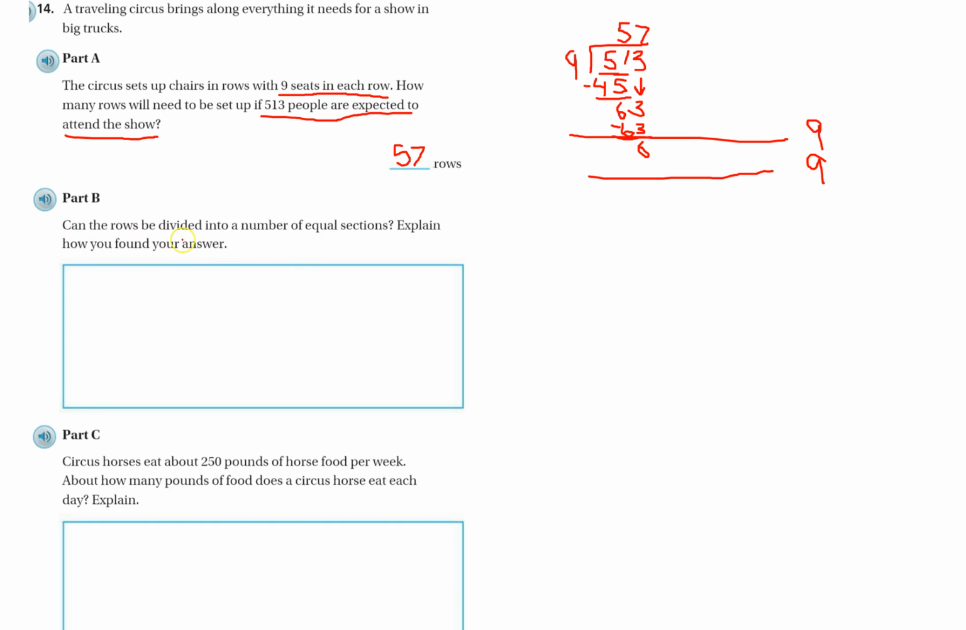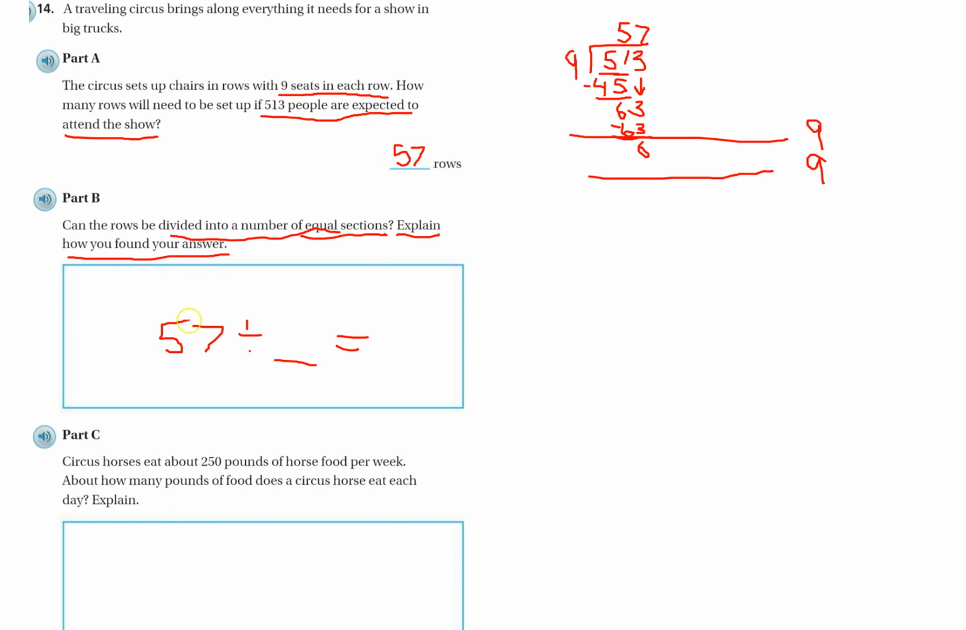Part B. Can the rows be divided into an equal number of sections? Explain how you found your answer. So they're asking now, can we take 57 and divide it by a number and have an answer, or a quotient, with no remainder? Okay. So what can we divide 57 by to get no remainder? Okay. And we can't include 1.